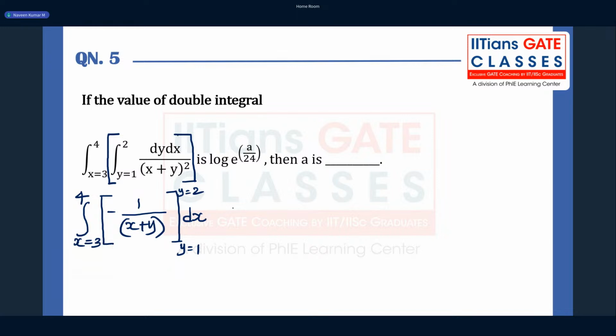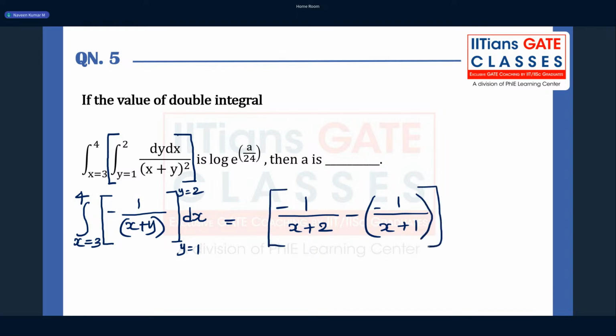So if you take this, then you substitute 2 first. So it is minus 1 by x plus 2 minus of my 1 minus 1 by x plus 1. So this is the internal value, and we have a dx, and again we have an integration with respect to x. So this is from x equal to 3 to x equal to 4. So solve for this.